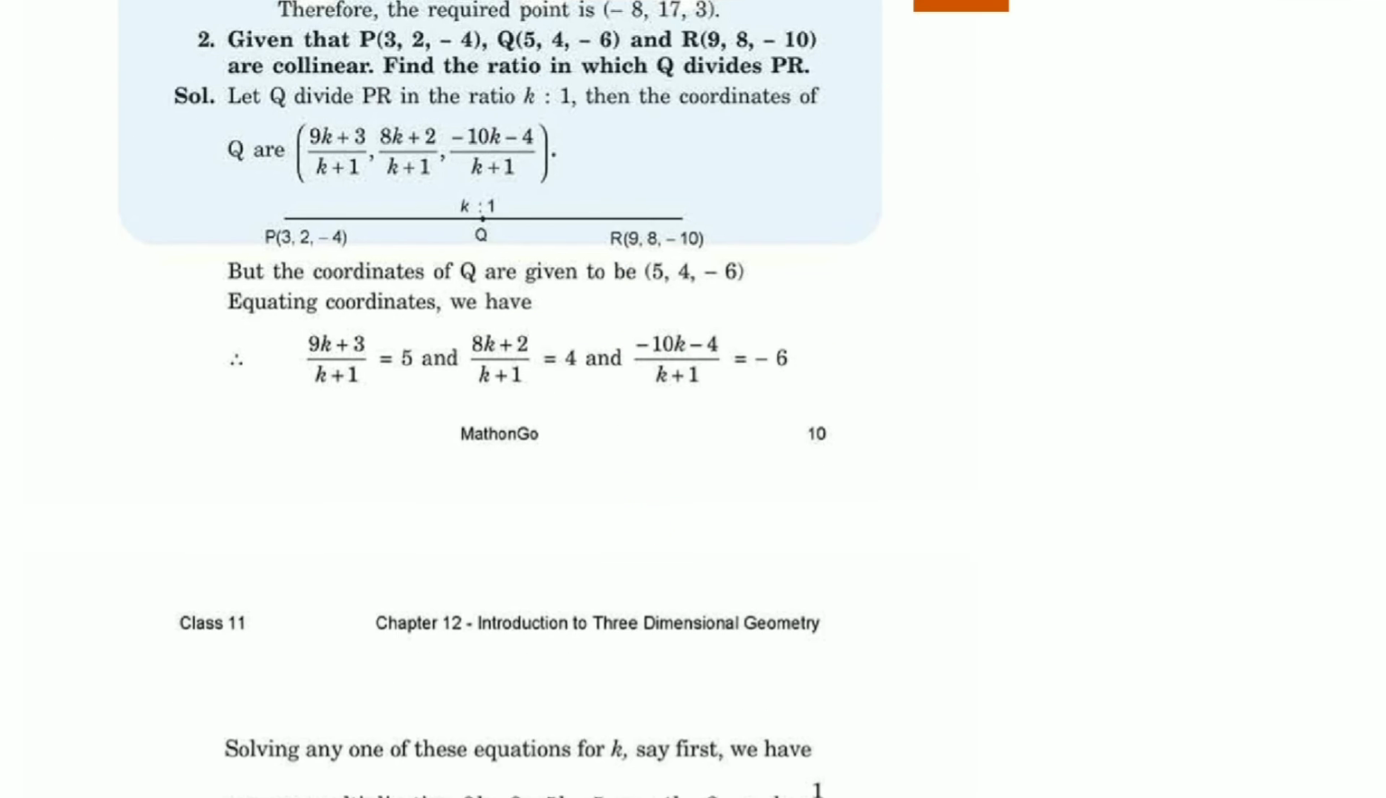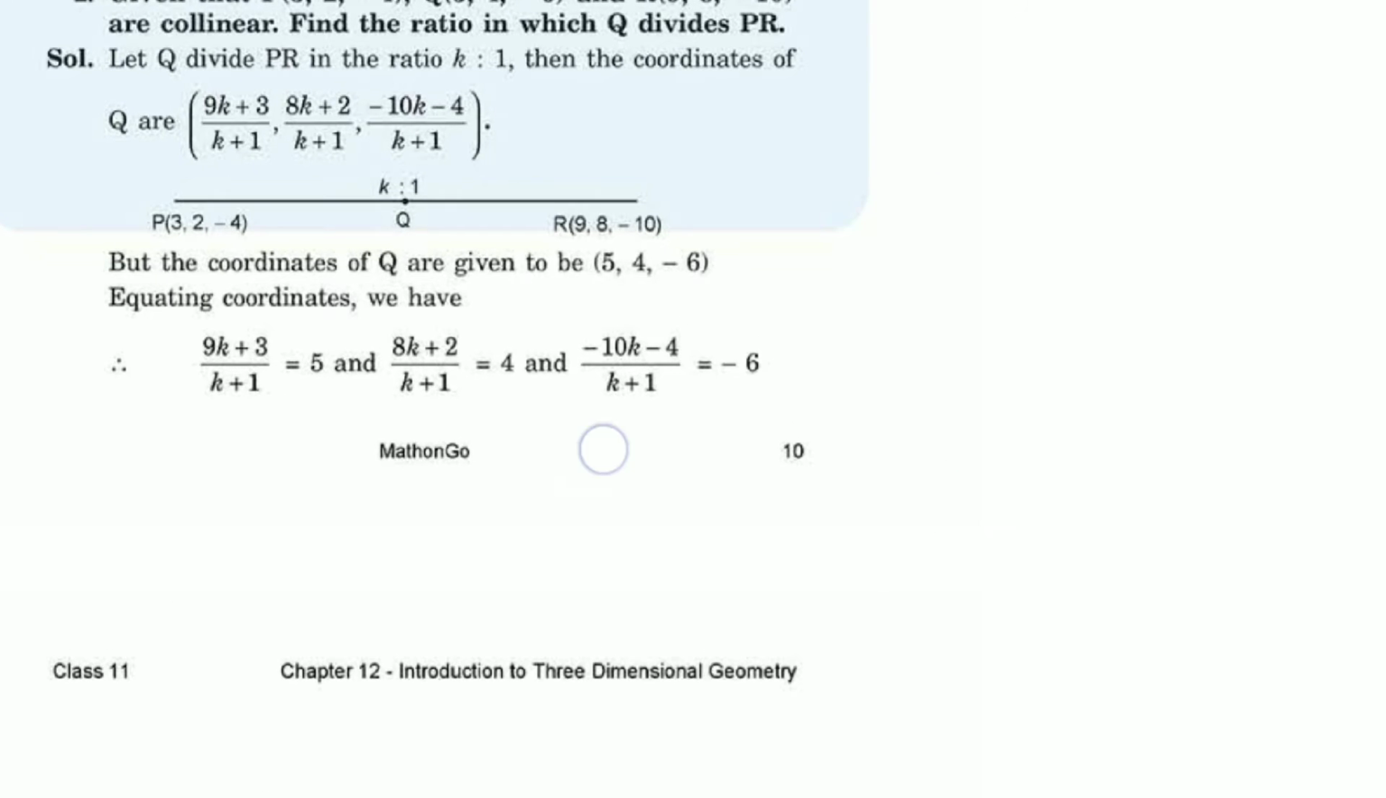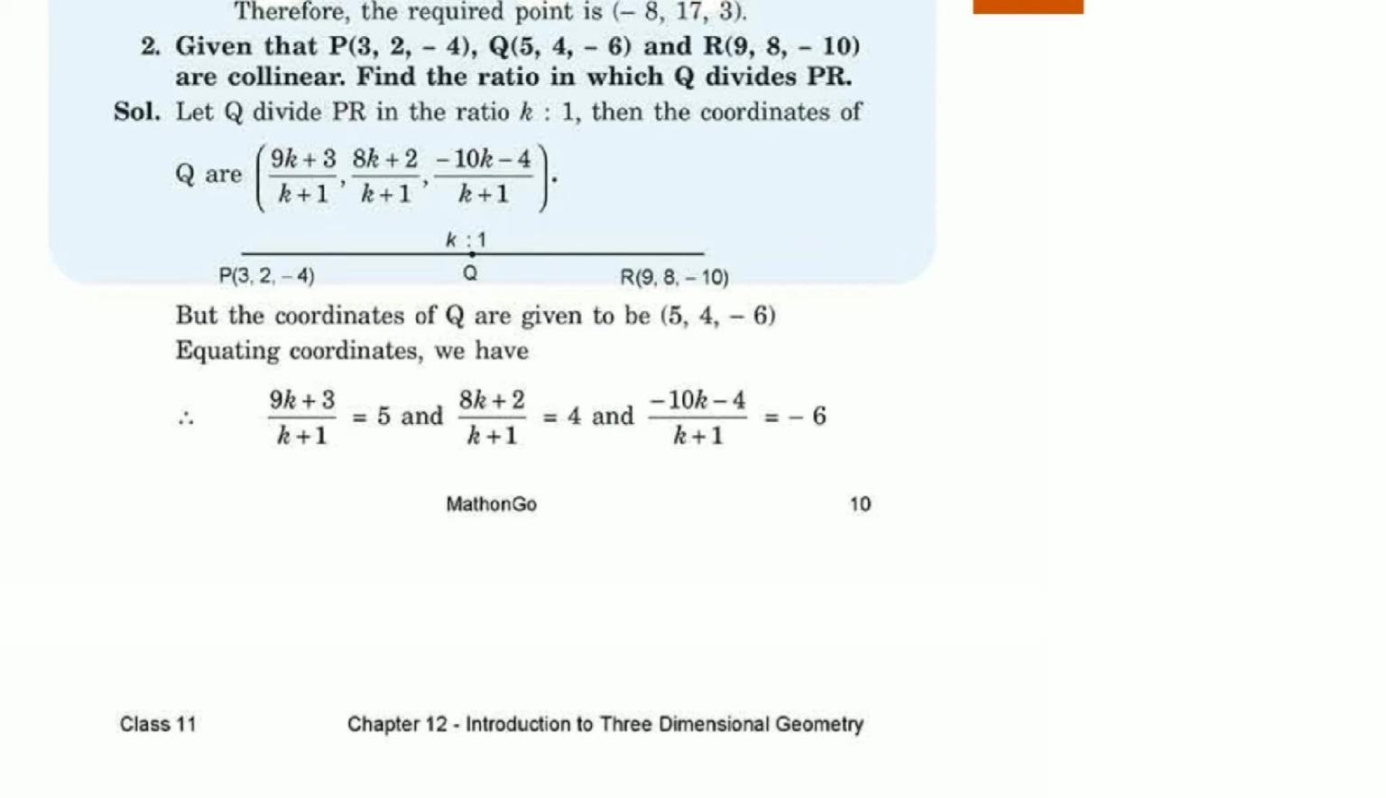Let us see the question. Here in this question, it is given that P, Q and R, these 3 points are collinear. Collinear means they lie on the same straight line. You have to find out the ratio in which Q divides PR. So we don't know the ratio.